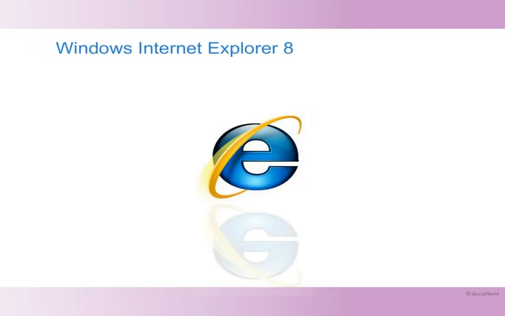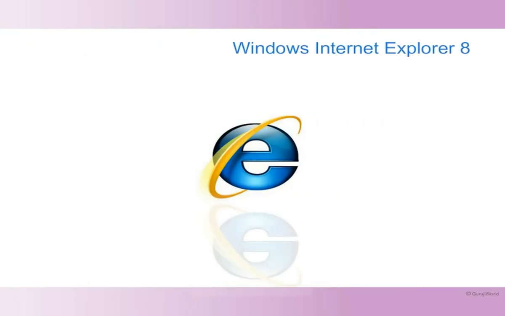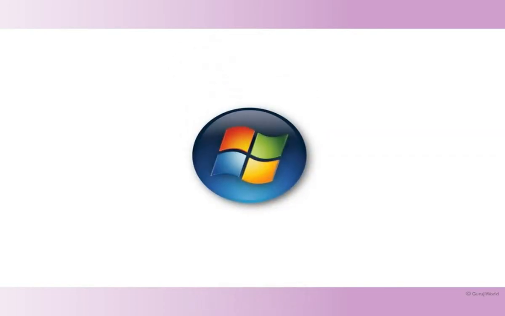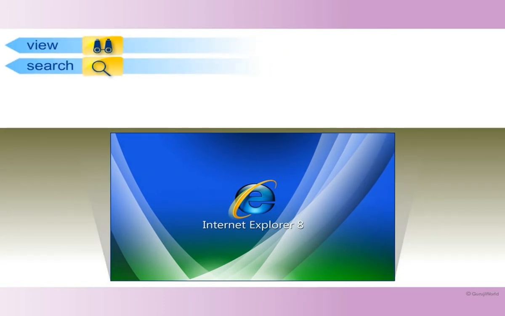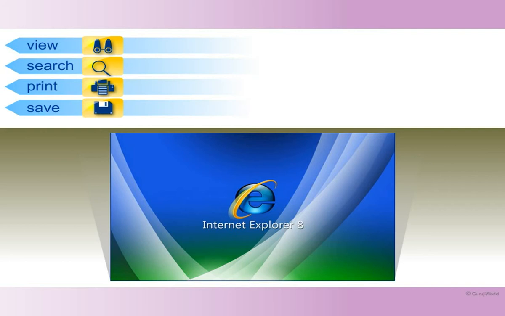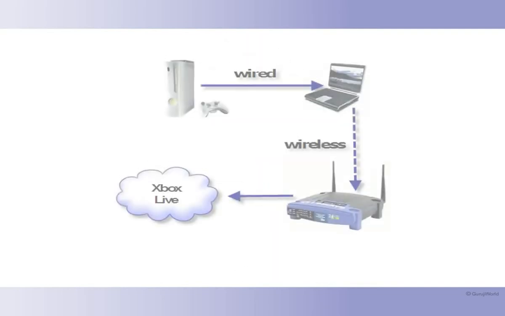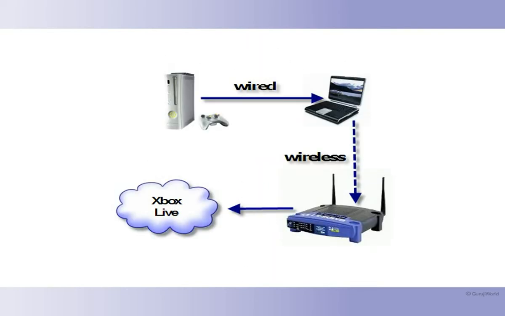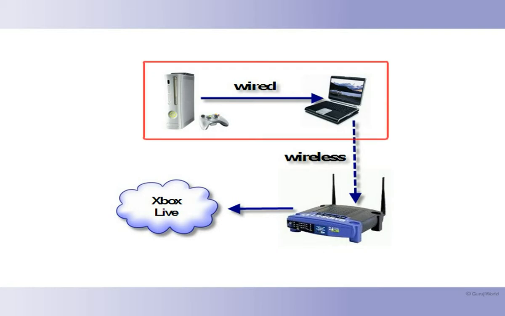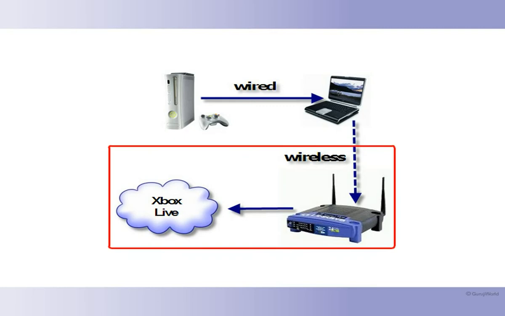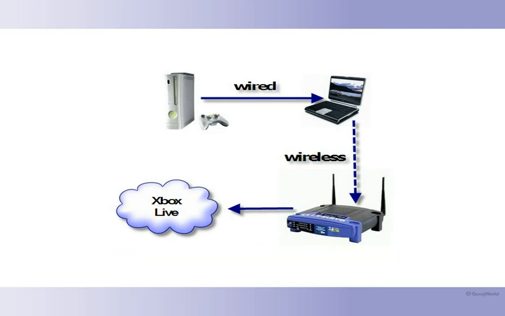Windows Internet Explorer 8, which is installed by default with most editions of Windows 7, is a web browser with which you can easily view, search, print, and save web pages. To use the internet, you must connect your computer to the ISP, that is, Internet Service Provider, by using any one of the connecting media, like a wired or wireless connection. We will study both types one by one.